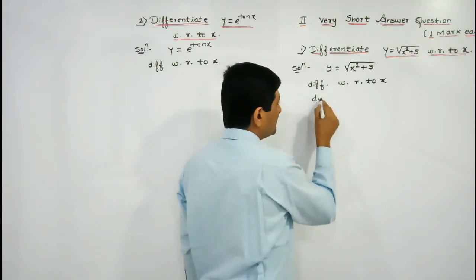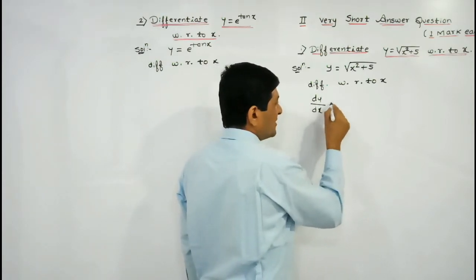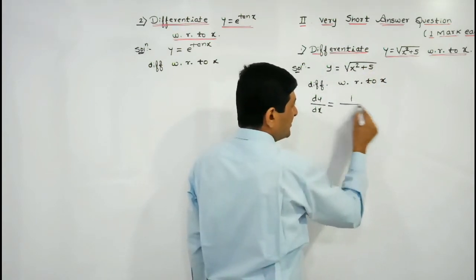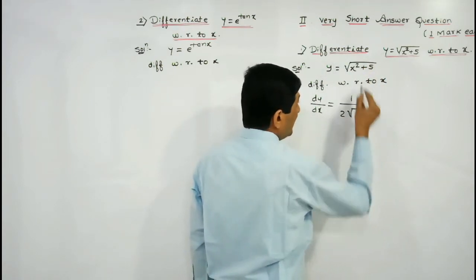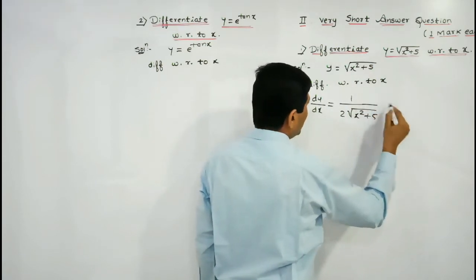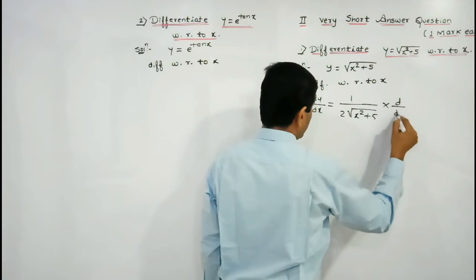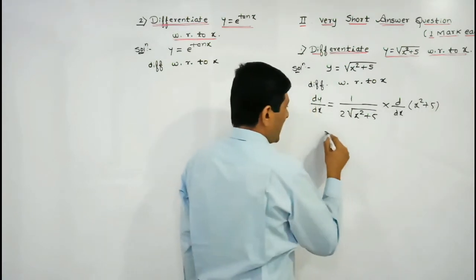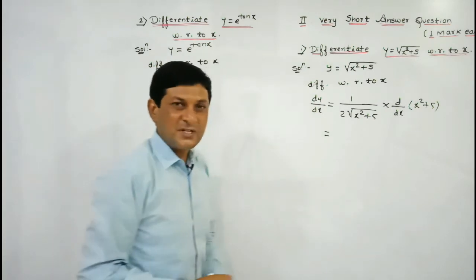So what is the derivative of y? Derivative of y is denoted by dy by dx. This function is in the form of root f of x, so its derivative is 1 upon 2 root f of x, where f of x is x square plus 5, into derivative of f of x. And what is f of x? x square plus 5. We are just applying standard formulas to find the differentiation.